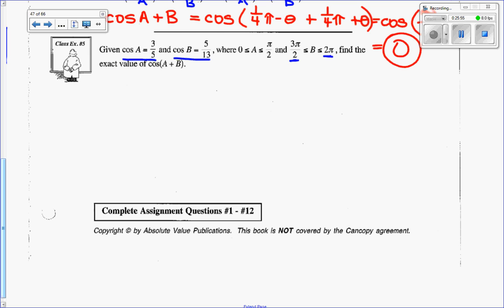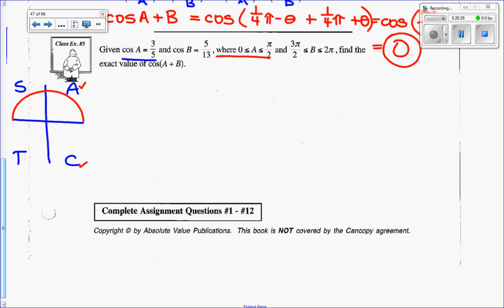Well, let's split it first. Let's figure out where these things would lie. Where is cos positive? All Students Take Calculus. Where's cos going to be positive? Quadrant 4, sorry, not quadrant 3. So it could be in either one of those two quadrants. But it does tell us here A is between 0 and pi over 2.